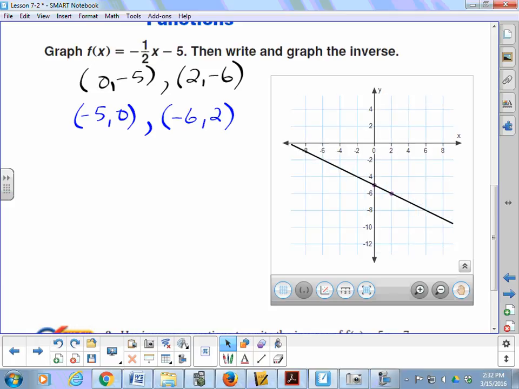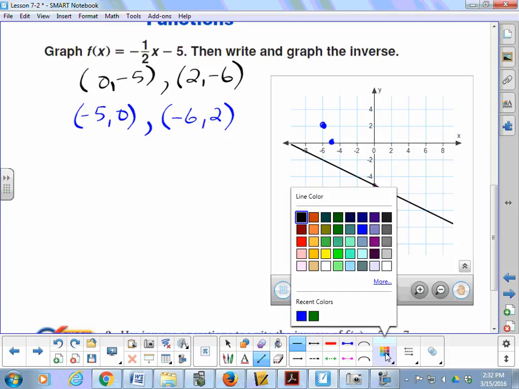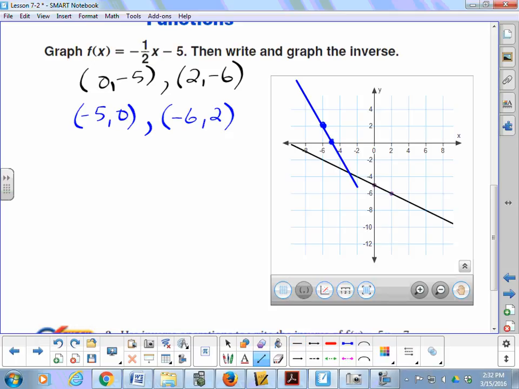All right. Let's see. Negative 5, 0, and negative 6, 2. And then I can draw the line through those 2 points. So here's my inverse. Now, here's one thing, okay? What should be true about that point where those 2 lines cross? What should be true about that point?